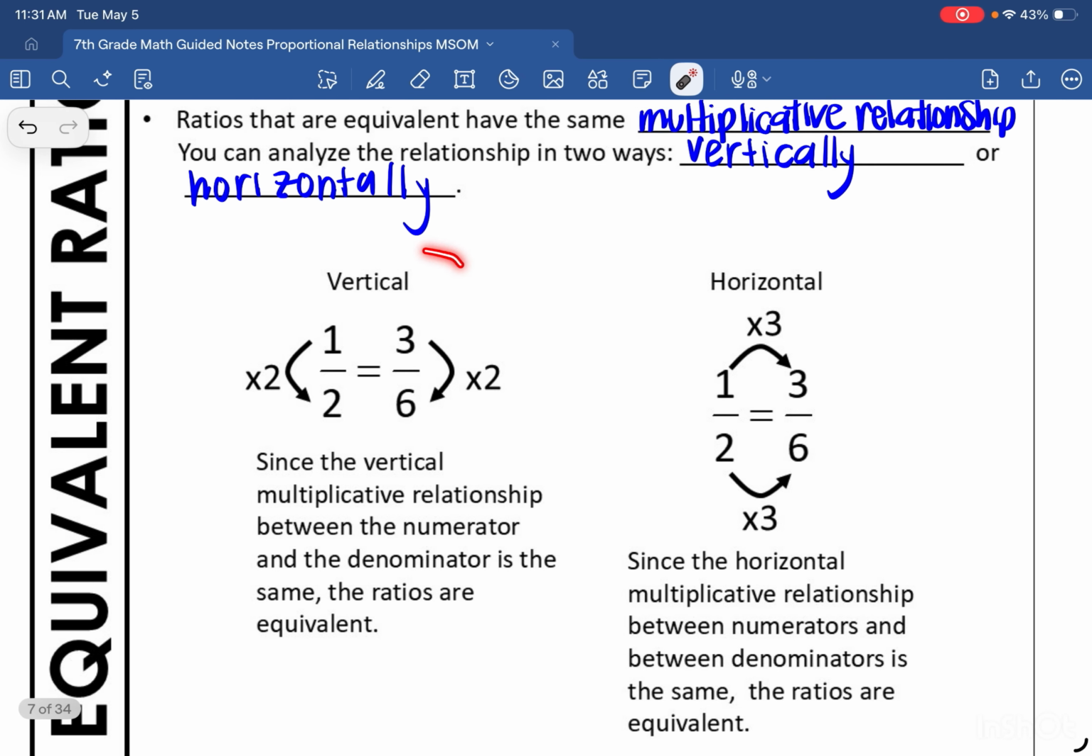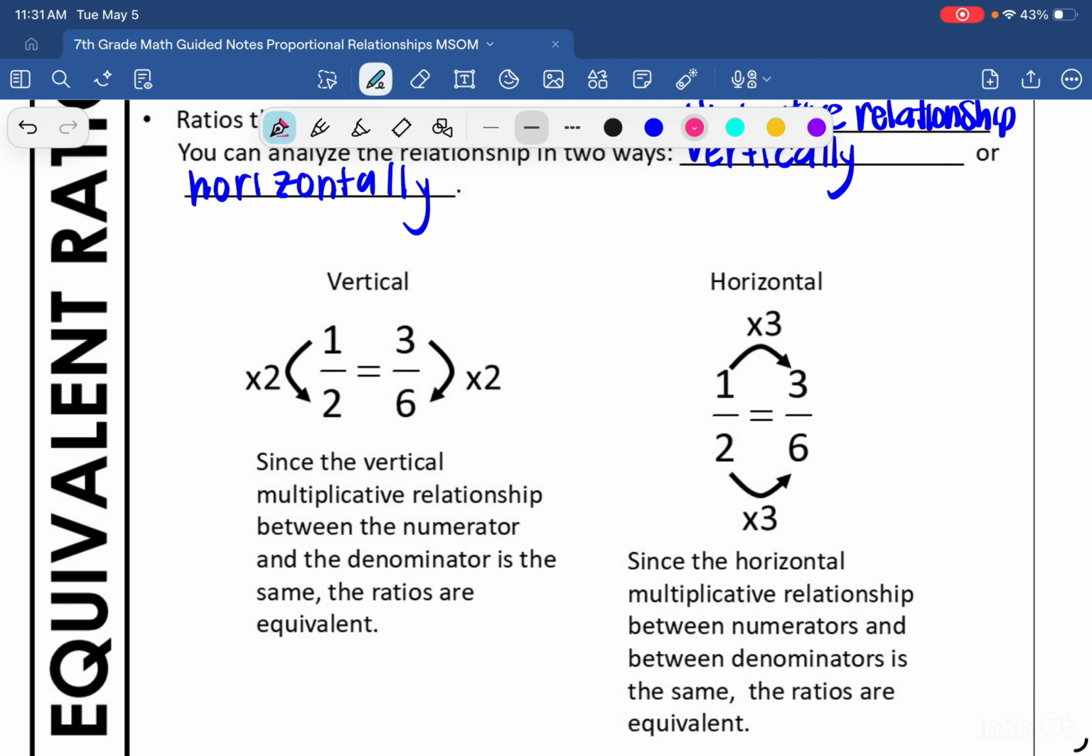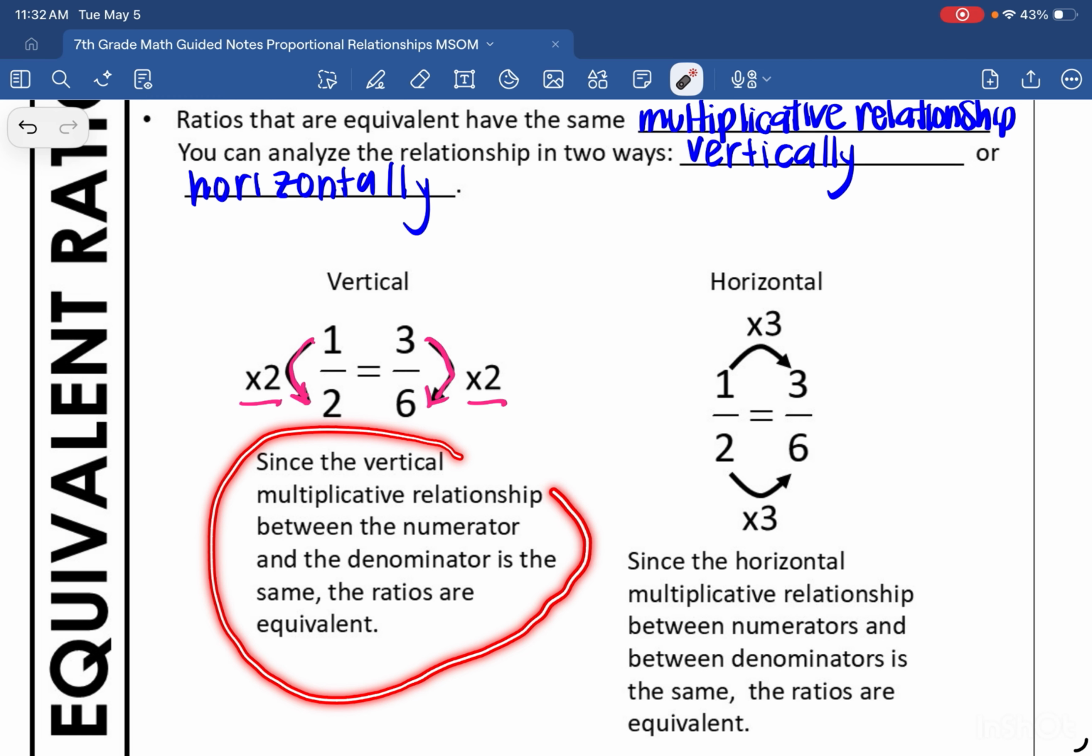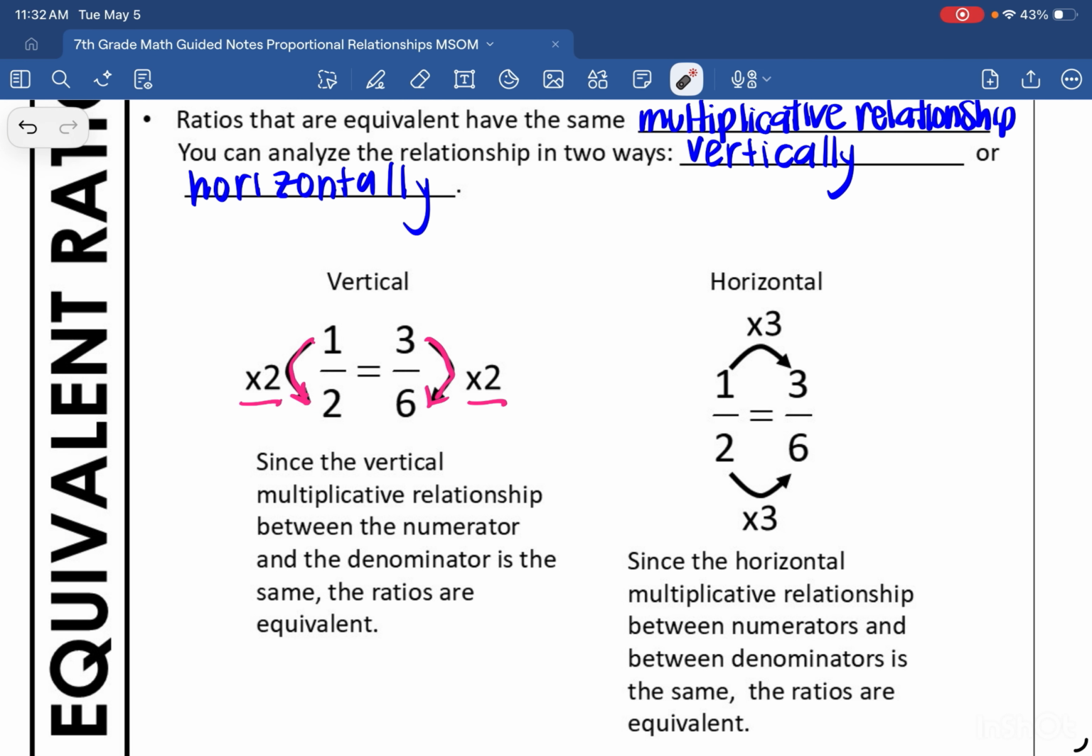Let's look at the vertical. So if you notice, if we look at this vertically, meaning the numerator to the denominator, I can get from the numerator to the denominator by multiplying by 2, and that is the same for both ratios. Since the vertical multiplicative relationship between the numerator and the denominator is the same, the ratios are equivalent.